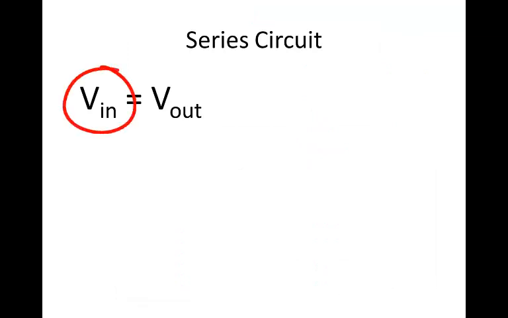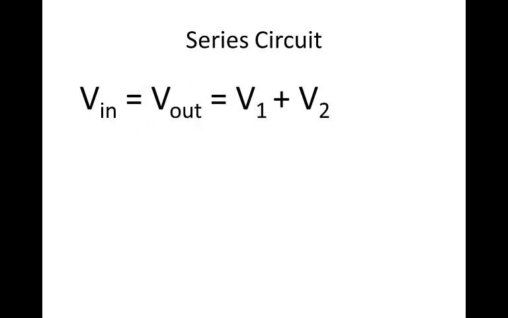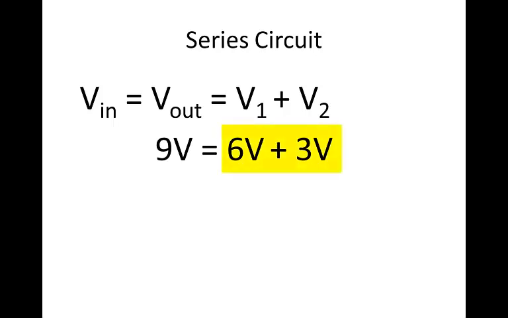V in is the amount of voltage that the cell gives to the charges, and V out is the amount of voltage that the resistors take away from the charges. And since there are 2 resistors in this case, V out is equal to the voltage that resistor 1 loses plus the voltage that resistor 2 loses. 6 volts plus 3 volts.